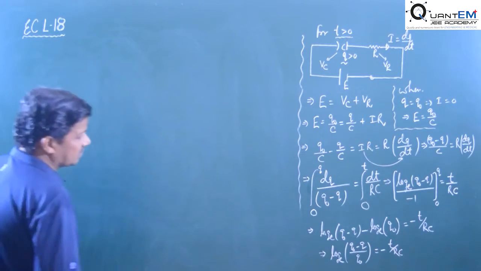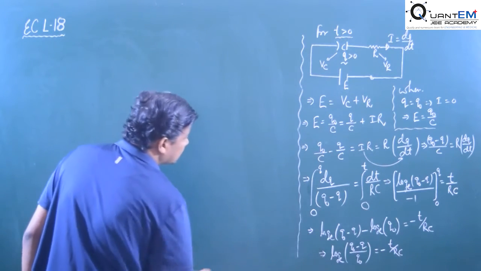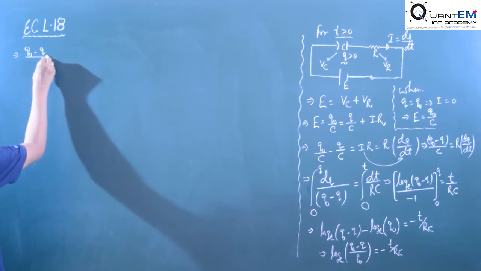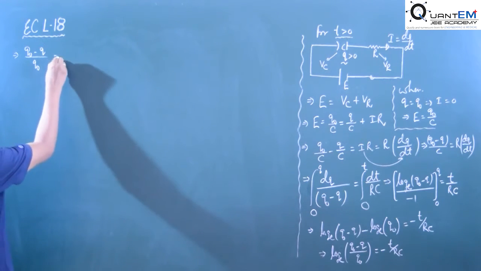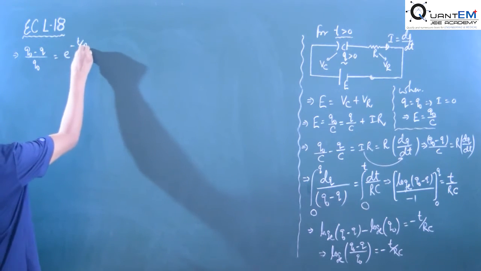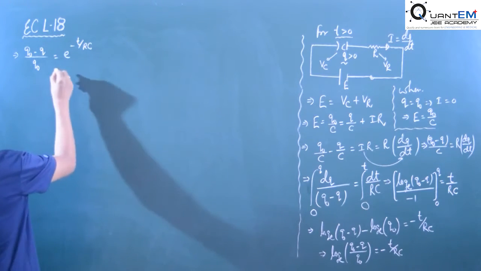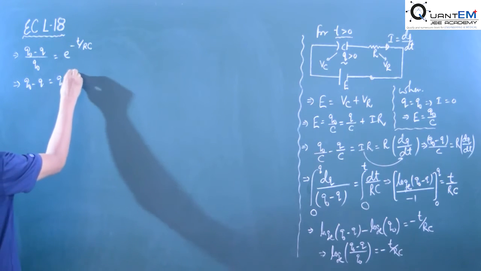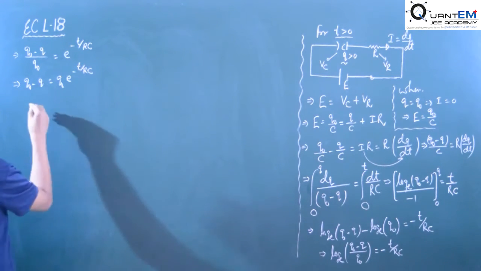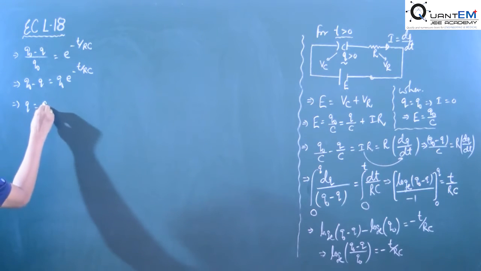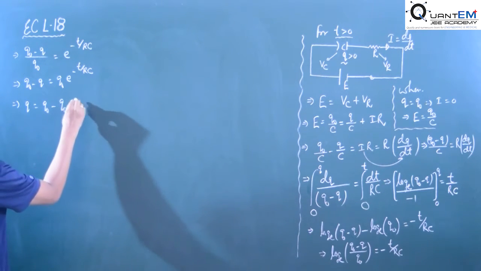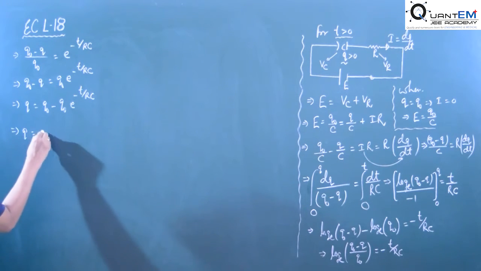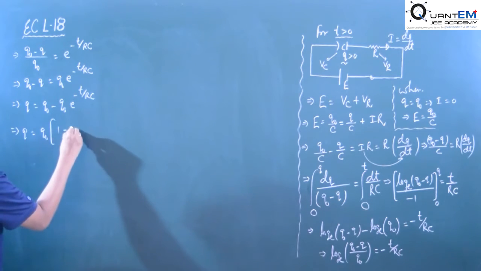now see, we come to the next part. Now it is q naught minus q by q naught is equal to e to the power minus t by RC. Now we simplify it. q naught minus q is equal to q naught e to the power minus t by RC, so q is equal to q naught, one minus e to the power minus t by RC.